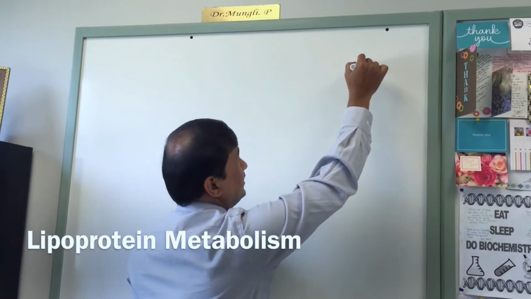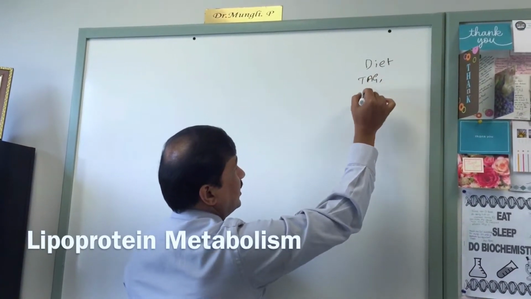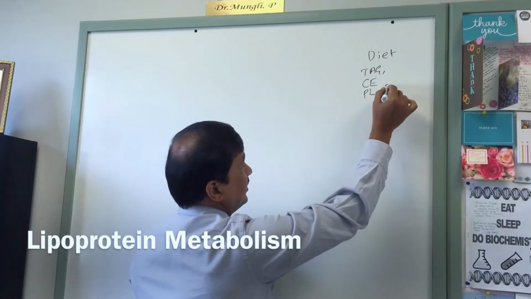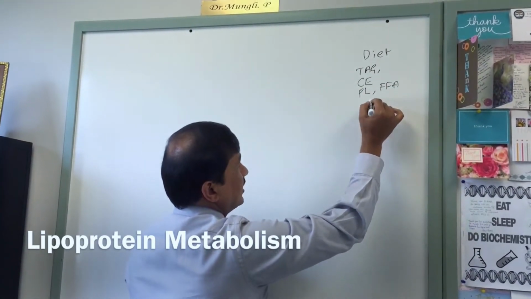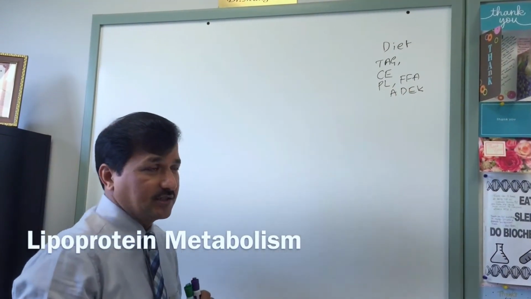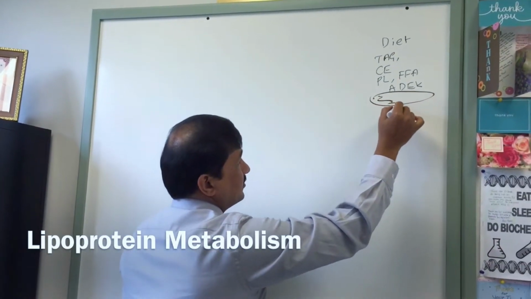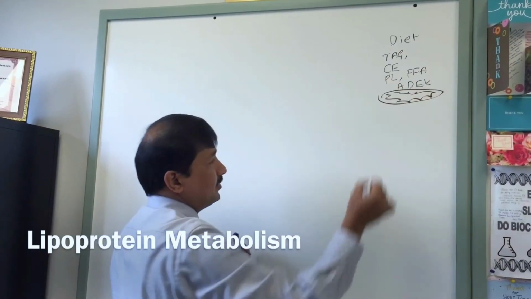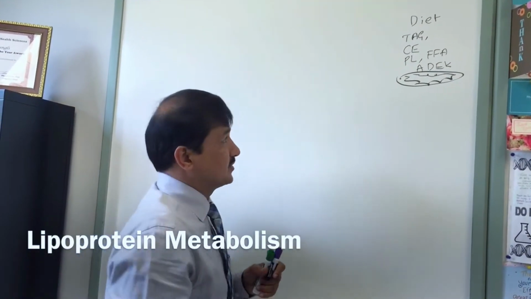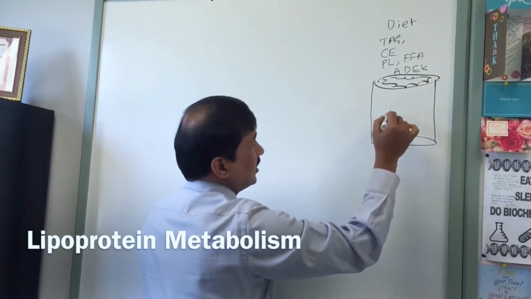So the diet has triacylglycerol, cholesterol ester, phospholipid, some free fatty acids, and then vitamins A, D, E, K. All this is in the diet. So the intestines absorb them. Basically it is absorbed in the brush border epithelium, after the digestion mediated by pancreatic enzymes, that is pancreatic lipase along with the colipase.